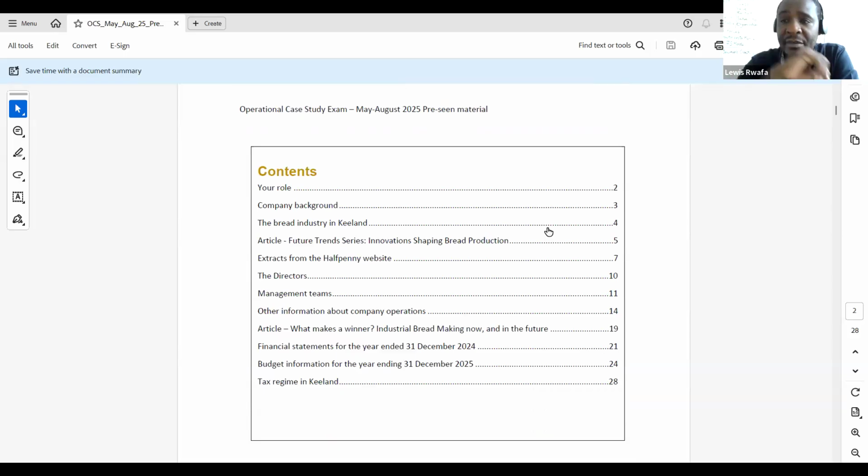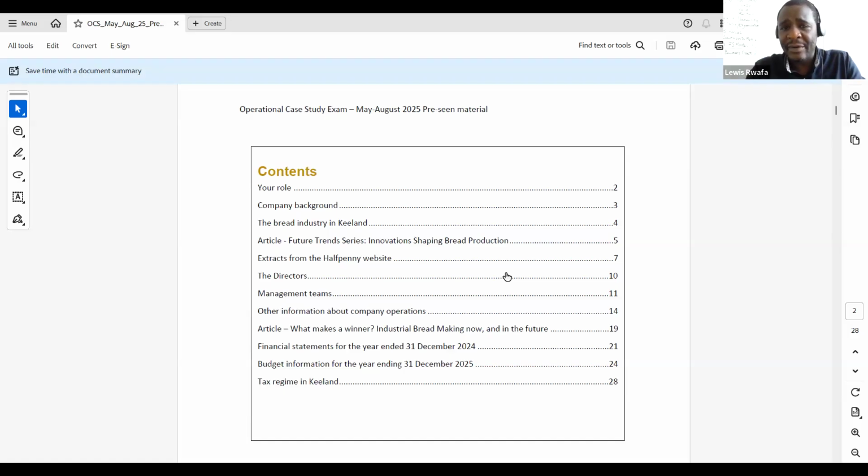like any other pre-seen that you've seen, if you've looked at the pre-seen from previous exams, the examiner will always give you this contents page, which tells you what is your role, it tells you about the company background or the industry there. There's an article that is always there about what's happening in that industry, something from the website, going to give me the management structure, organogram there, who is who and who's doing what.